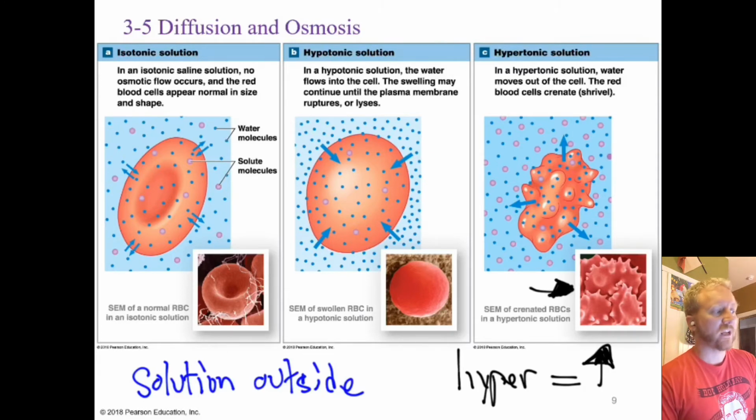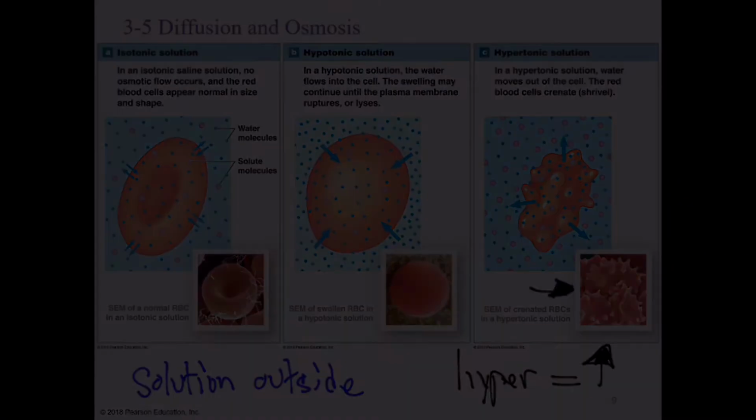Okay. We can also refer to it this way: if you put a cell in a hypotonic solution, that means the cell is hypertonic to the solution, right? It's backwards. And same thing with hypertonic. If it's a hypertonic solution, the cell is hypotonic to the solution. But we're always comparing to the solution outside.